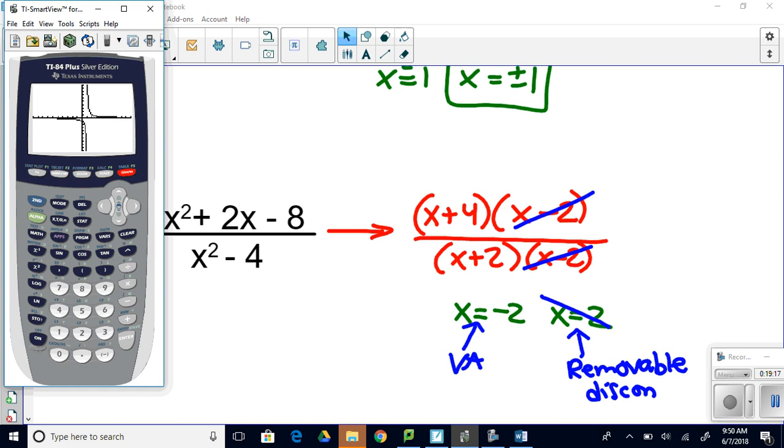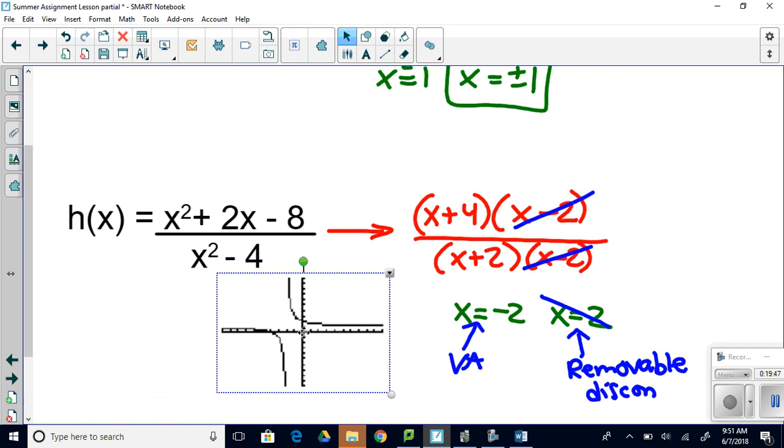So if we look at this in our calculator for just a second, if I go to y equals and I plug that in real quick, I have x squared plus 2x minus 8. And on the bottom, I have x squared minus 4. If I plug that in and look at it, see at negative 2, I can see that vertical asymptote. Right there at negative 2, I can see that spot where it's a vertical asymptote.